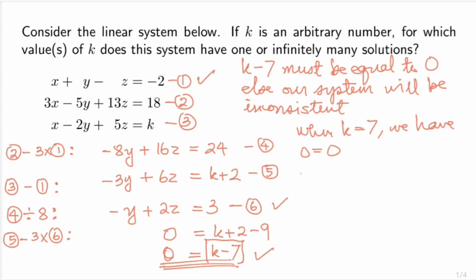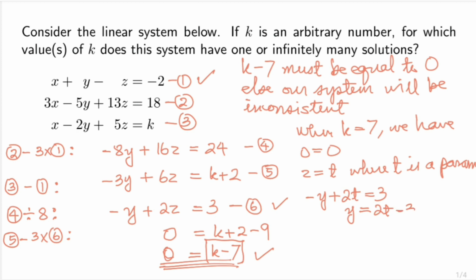So we can set z equal to a parameter, z equals t, where t is a parameter. And we can use that to determine the values of y and x. So let's put z equals t in equation 6. And what do we get? We get minus y plus 2z, which is now 2t, equals 3. So what does that give us for y? That means that y is equal to 2t minus 3.